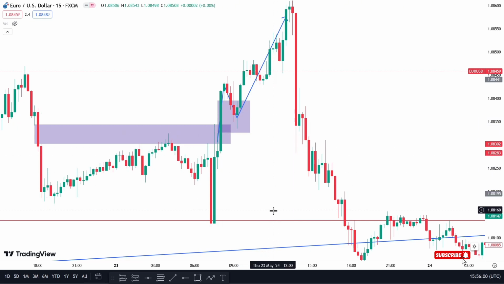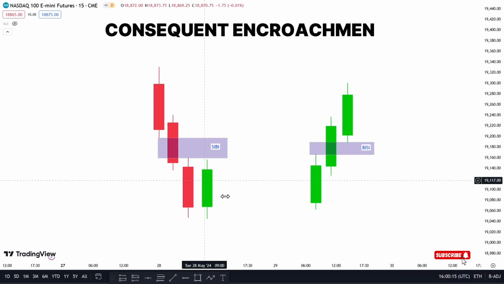Okay, so let's continue. Now, understanding the feature of fair value gap, we've got into this stage.